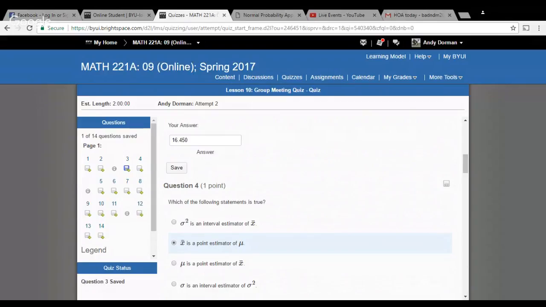So question number 4 asks, which of the following statements is true? And do you remember what? Oh, last question. Oh, in just a moment. The last question asked for the margin of error for a confidence interval of 90%, with the standard deviation being 50 and the sample size being 25.